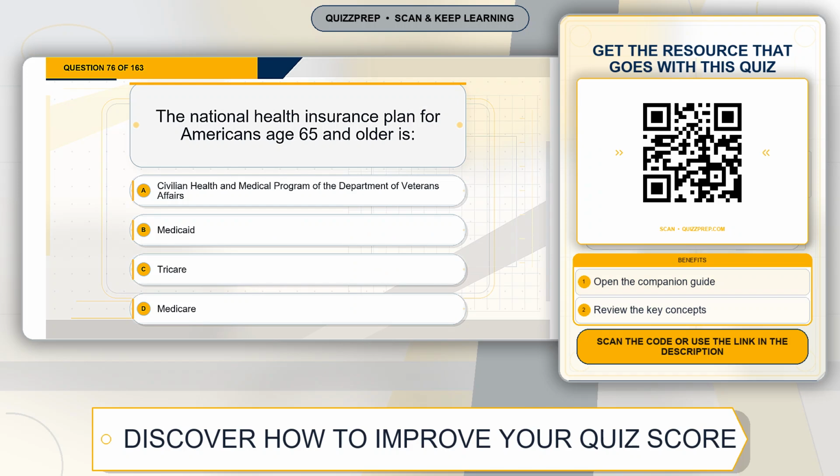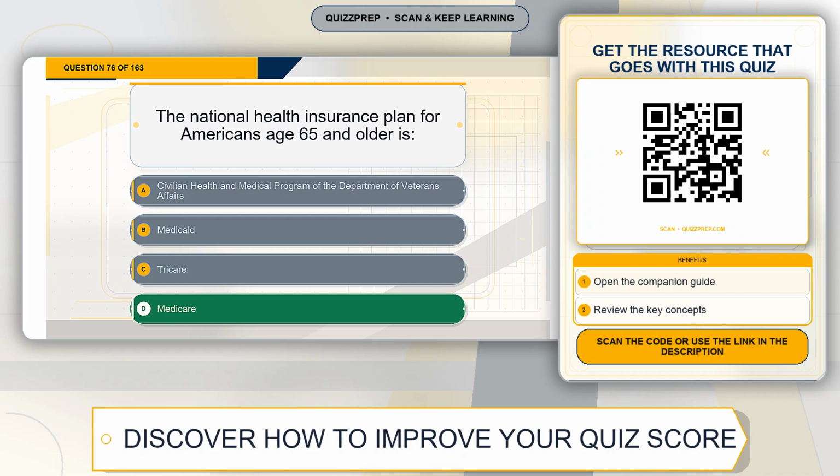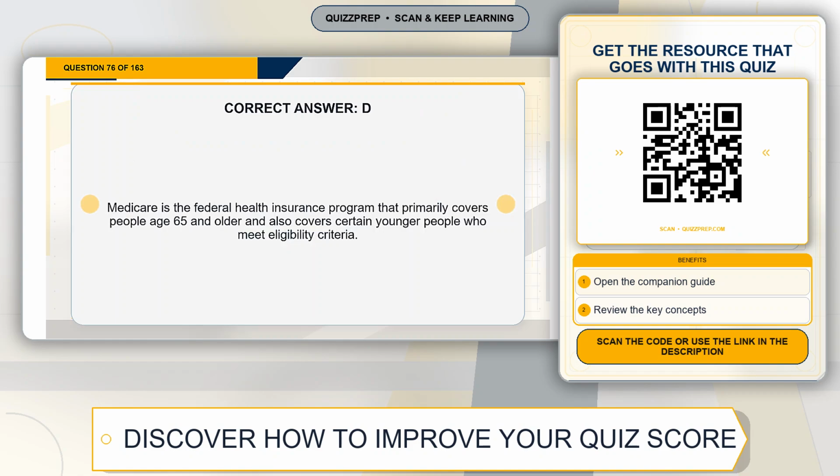Question 76. The National Health Insurance Plan for Americans age 65 and older is: Option A, Civilian Health and Medical Program of the Department of Veterans Affairs. Option B, Medicaid. Option C, TRICARE. Option D, Medicare. The correct answer is option D, Medicare. Explanation. Medicare is the federal health insurance program that primarily covers people age 65 and older and also covers certain younger people who meet eligibility criteria.